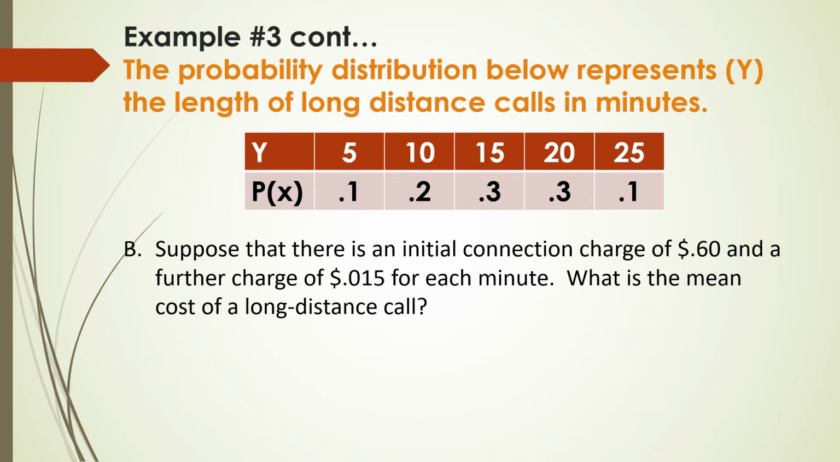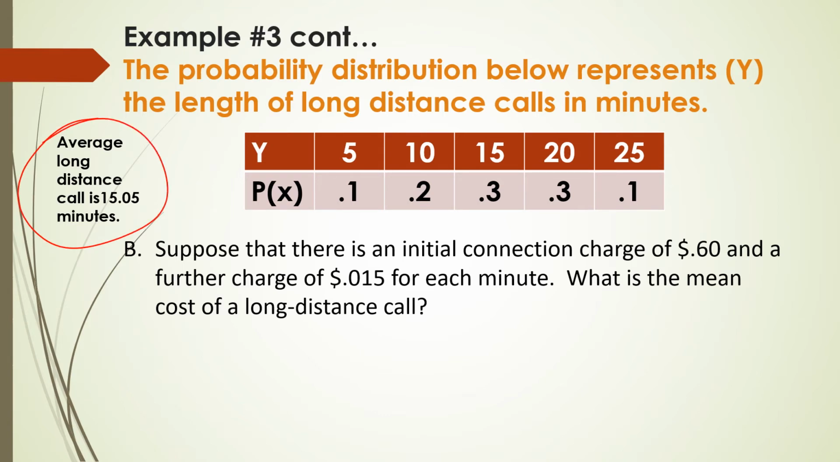Okay. So now it says, here we go, same scenario. Suppose that there is an initial connection charge of 60 cents and a further charge of a cent and a half for each minute. What is the mean cost of the long distance call? So here we go. The average long distance call is 15.05. We want to remember that.